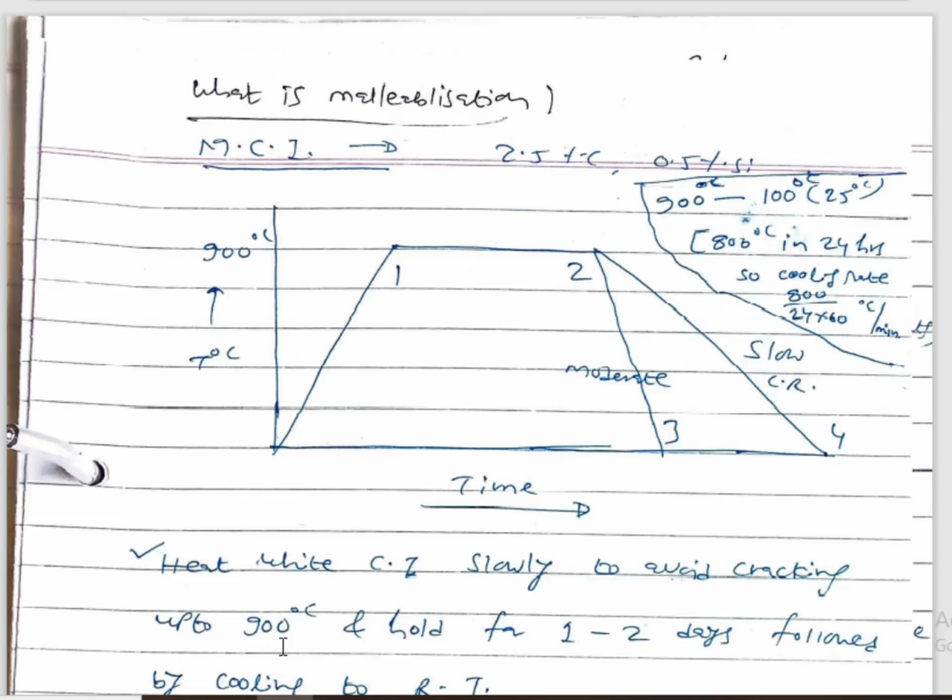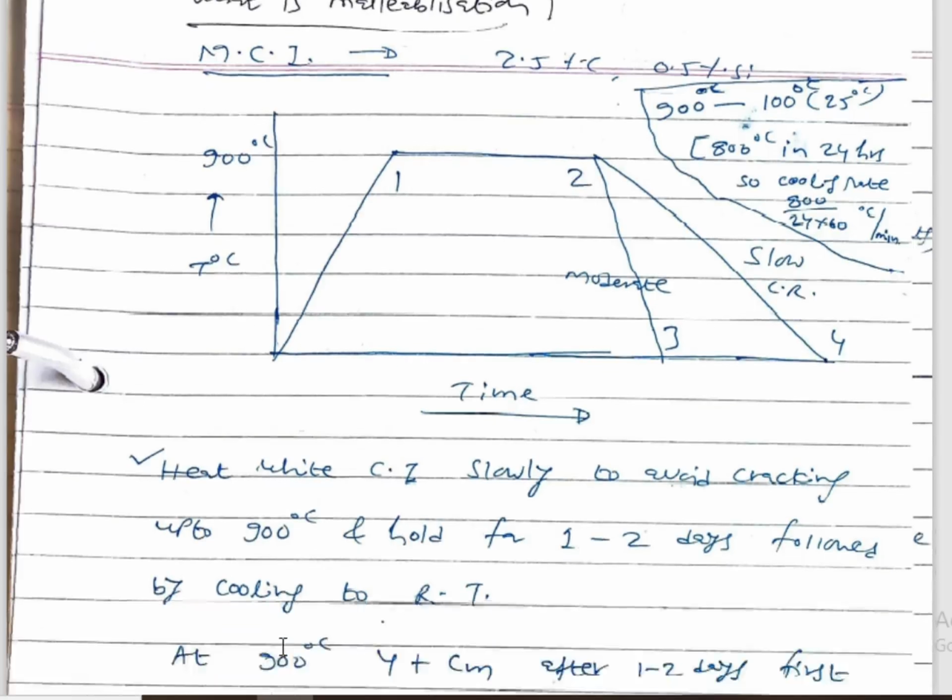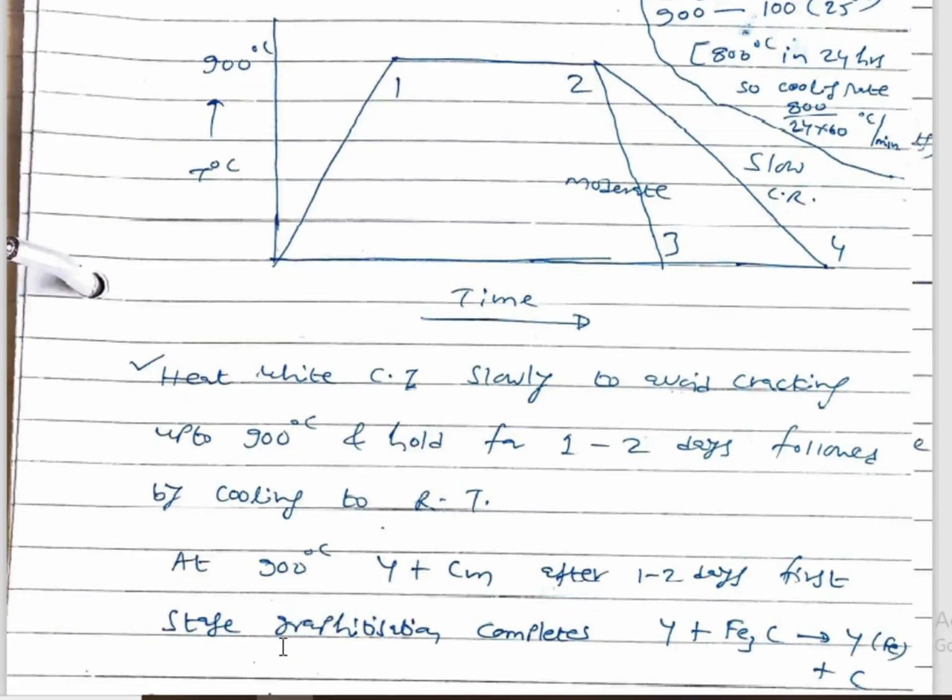Actually, there is a range of carbon and silicon content, but the mean value of carbon and silicon content will be 2.5 and 0.5 respectively. So heat the white cast iron casting up to the temperature of 900 centigrade slowly. This is the malleabilization temperature, and hold this white cast iron casting at this temperature for 1 to 2 days, followed by slow cooling to room temperature.